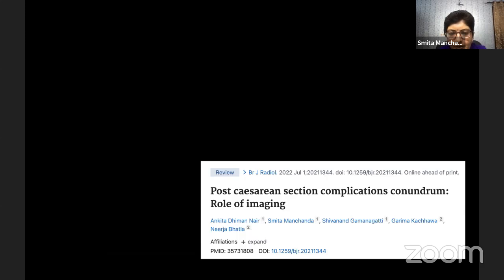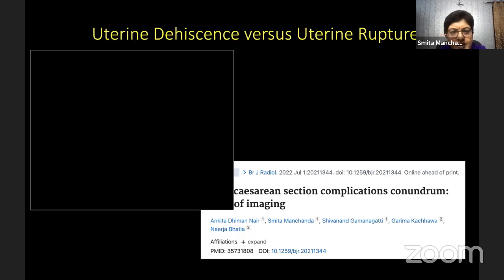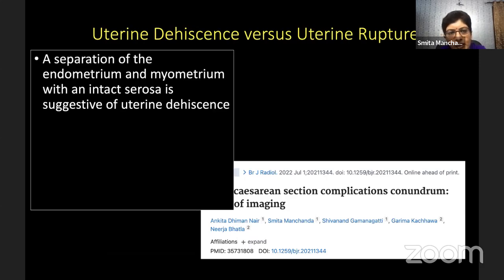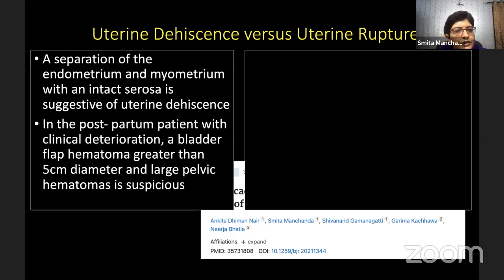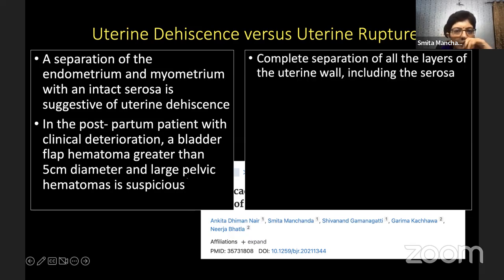Now we published this paper in which we have tried to summarize this difference between uterine dehiscence and uterine rupture. So if there is a separation of the endometrium and myometrium with an intact serosa, okay, so the cavity is slightly more widened as compared to what is the normal appearance of a scar in the post-op setting. And the patient is a postpartum patient now who's clinically deteriorating. There is a bladder flap hematoma and there may be associated with a large pelvic hematoma. Here the serosa is intact.